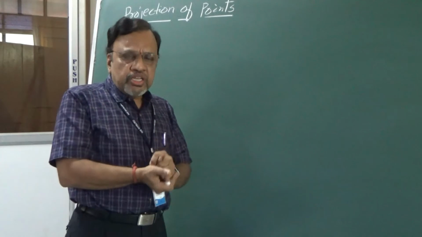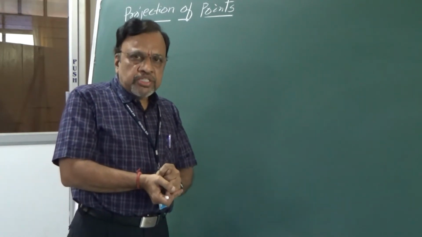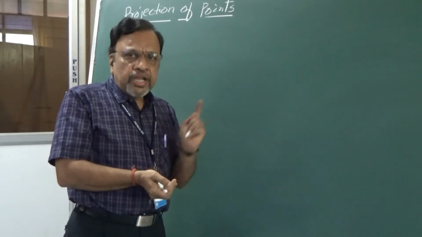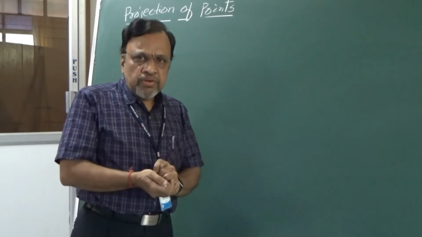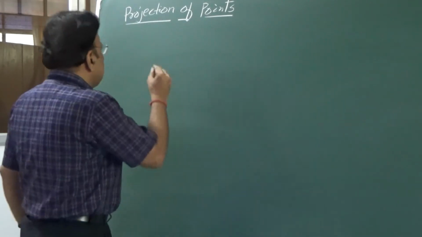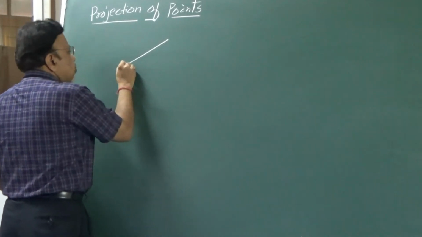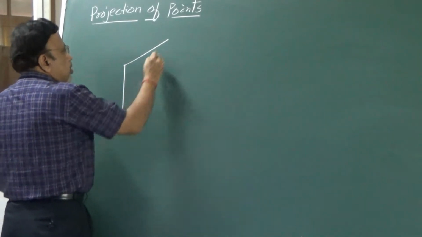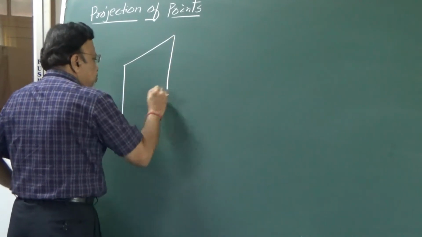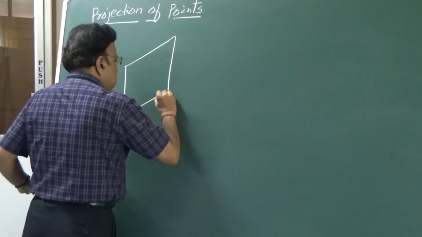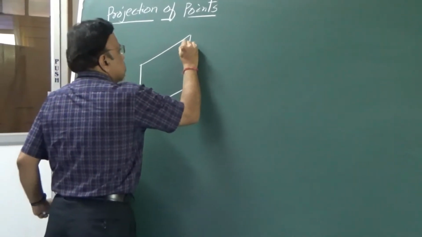Now, I am going to illustrate how exactly we are going to get the projection of points once they are situated in all these four quadrants. Okay, now let us start with a point in the first quadrant. For that purpose, anyway you know that we are interested to draw the top view and front view, and since I want to draw the top view and front view, we need to consider two principal planes of projection. One is VP, another is HP.